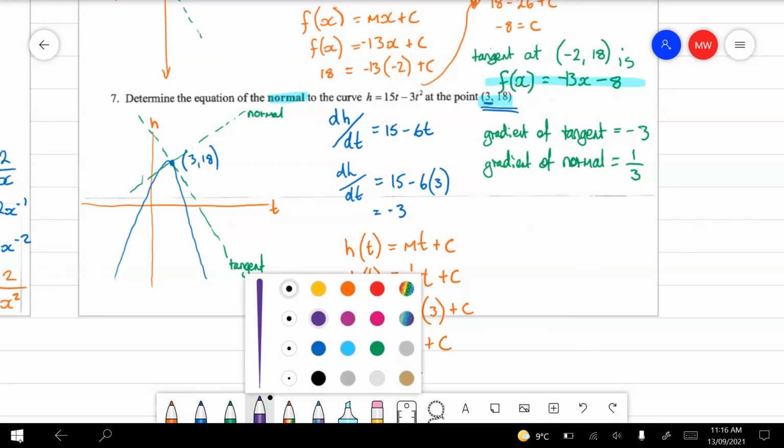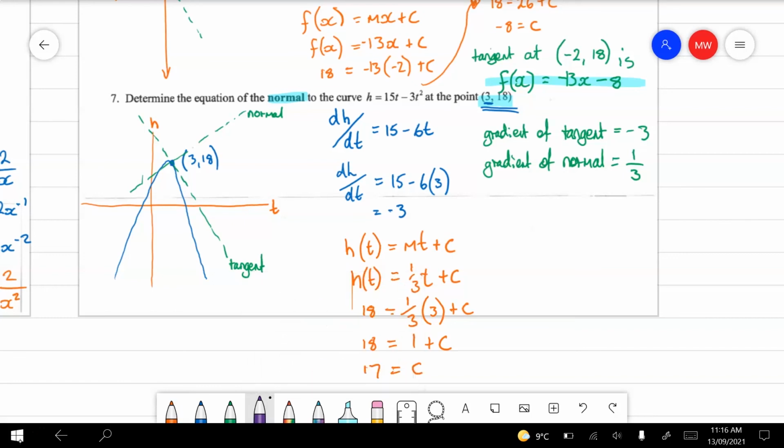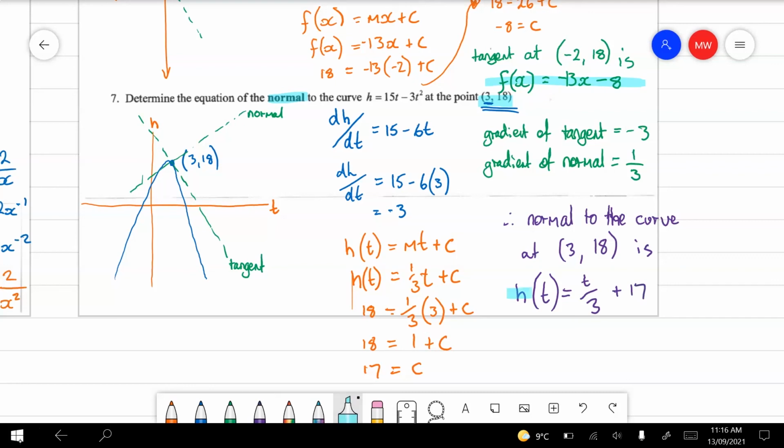Now we just need to write it up. So we'll go in with purple. So the normal to the curve at point (3, 18) is h, oh, touch screen's dying, h(t) equals t over 3, or if you like, a third of t, plus 17. And that's our final equation.